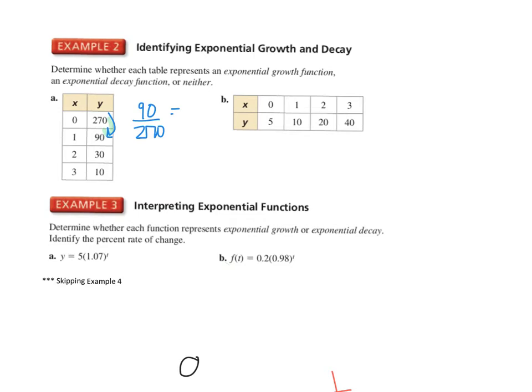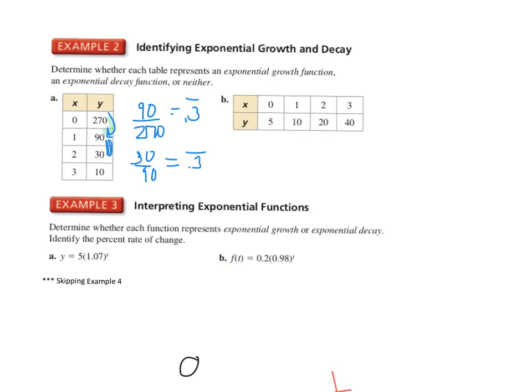So 90 divided by 270, oops, I'm in the wrong spot. 90 divided by 270 gives you 0.3 repeating, so 1/3. So I can try that again with the next set, read these two numbers, so 30 divided by 90, and that also gives me 1/3 or 0.3 repeating, and I can try that for each of them.